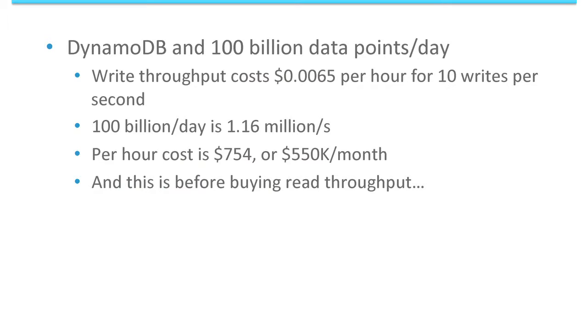So as a quick sketch of an example, let's say we want to use Amazon's DynamoDB service to be able to handle 100 billion data points per day. It's roughly on the order of our current incoming data volume. Now, from Amazon's recent pricing page for their US East region, to reserve write throughput, it costs about 0.65 cents per hour for 10 writes per second. It sounds reasonable. But once you dig into it, 100 billion data points per day translates into over 1 million per second.